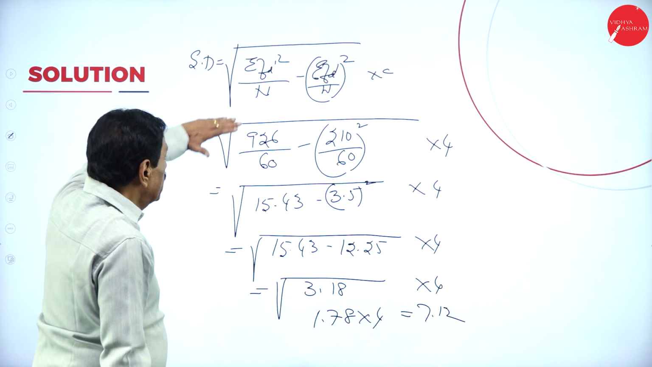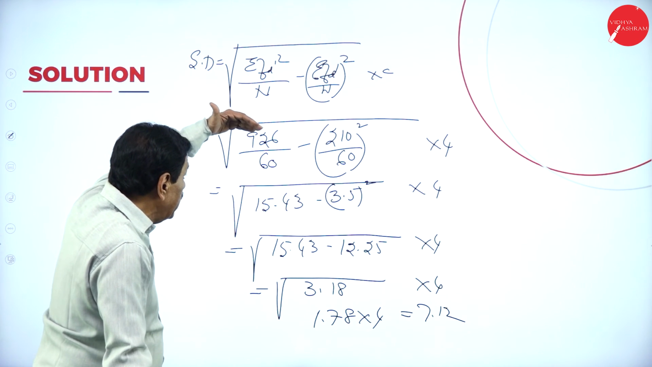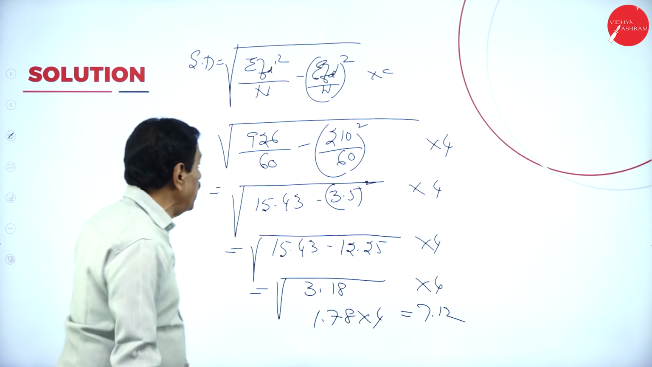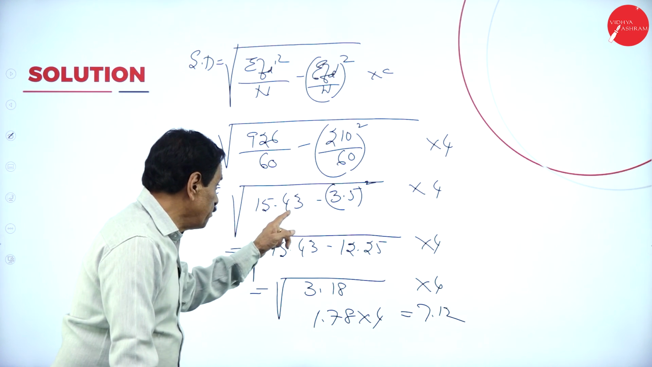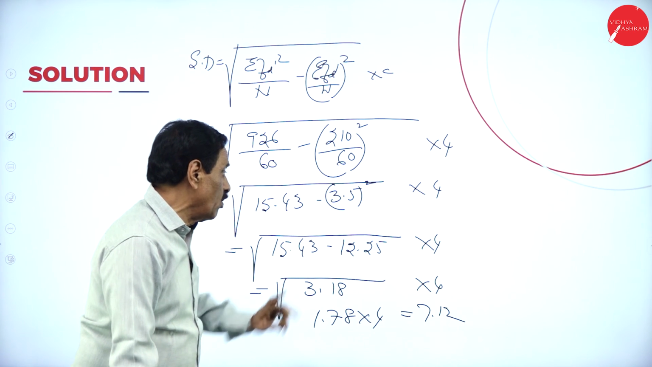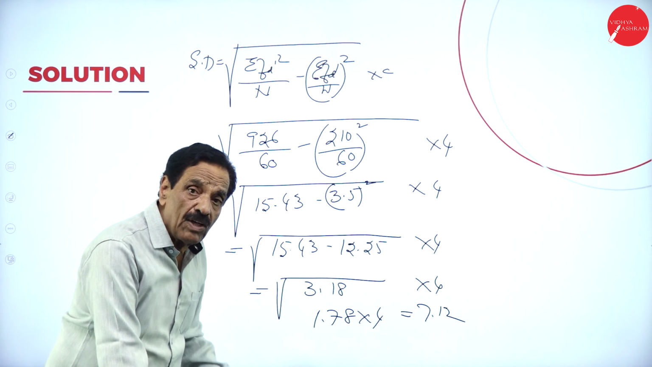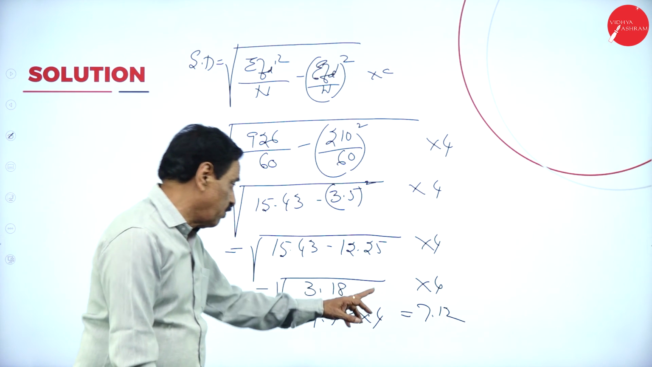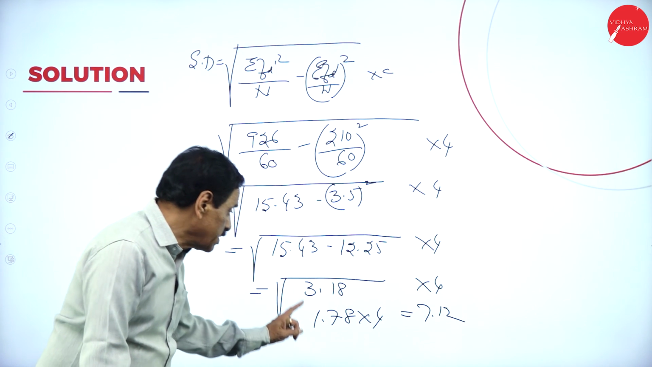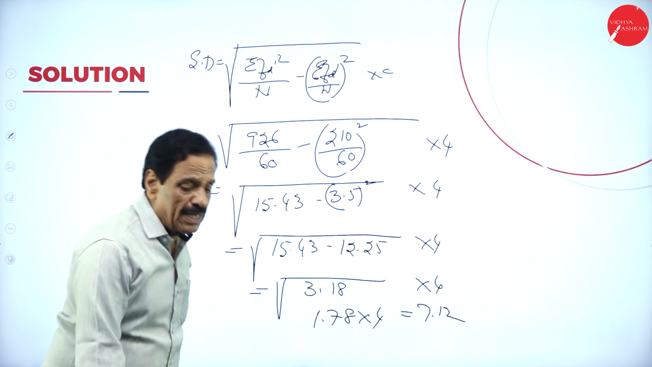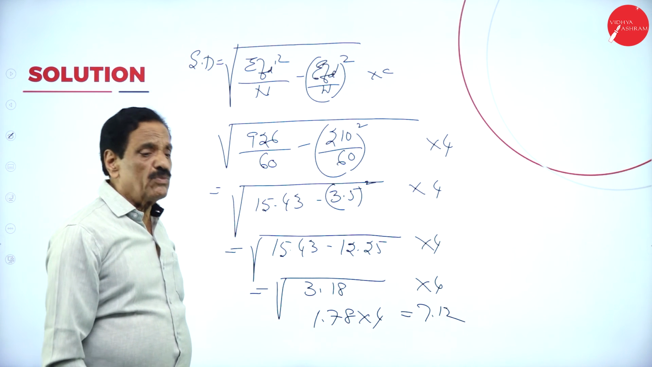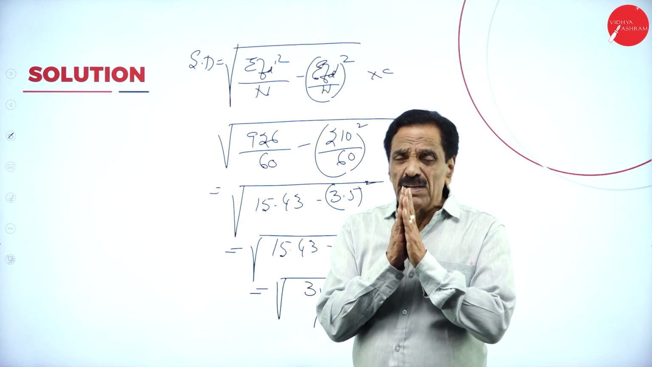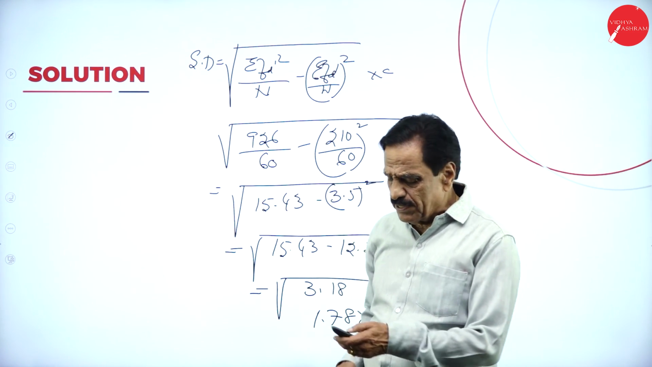Steps to be followed. Sigma ft dash square divided by n, 926 divided by 60, minus 210 divided by 60 whole square. This divide 15.43 minus 3.5 whole square is 12.25 into 4. Deduct 3.18 into 4. Root of that is 1.78. The answer is 7.12. So all the problems are one and the same. It is very, very important.